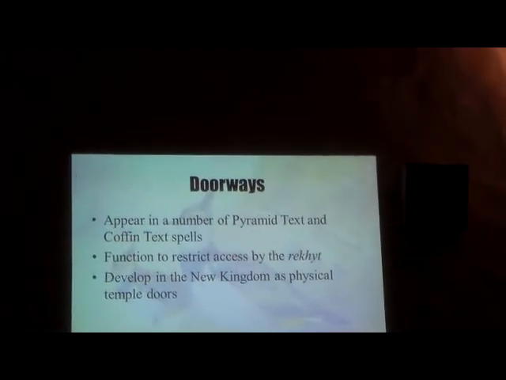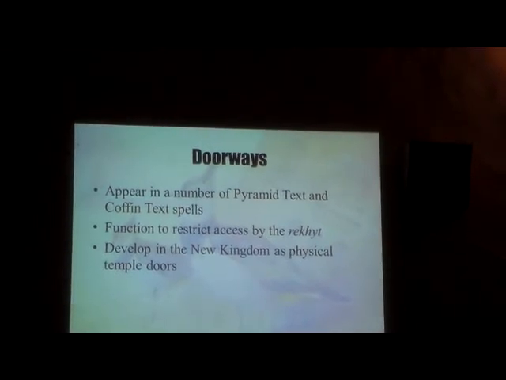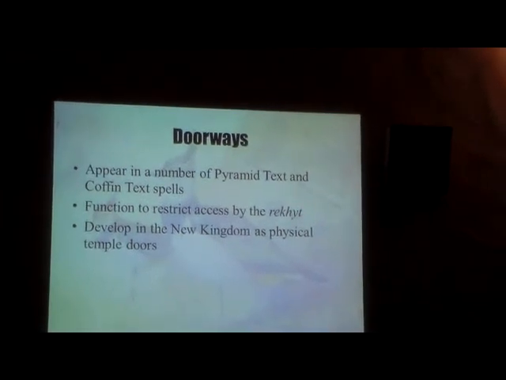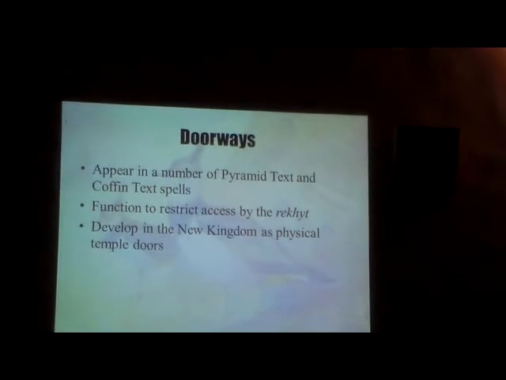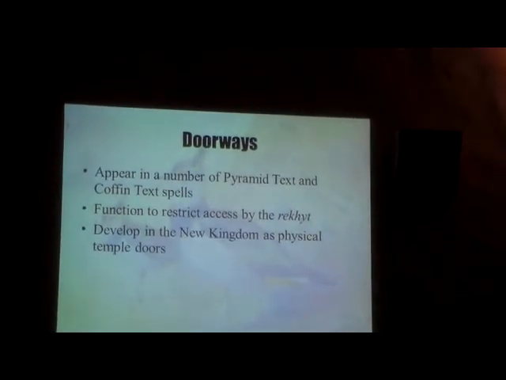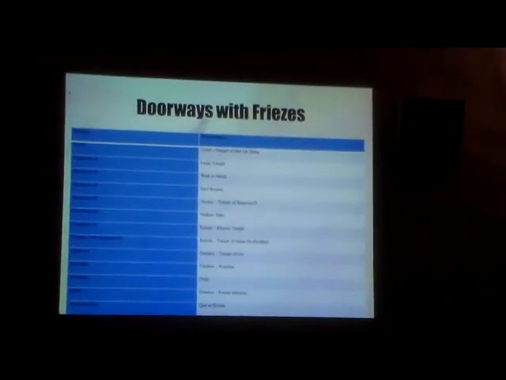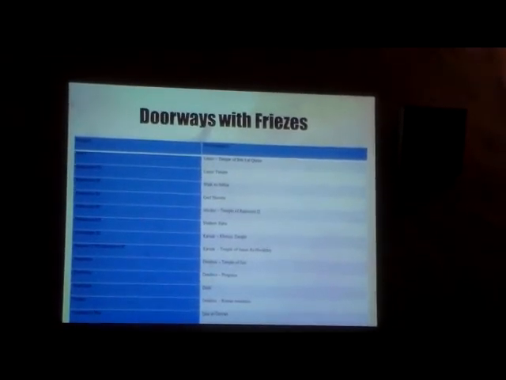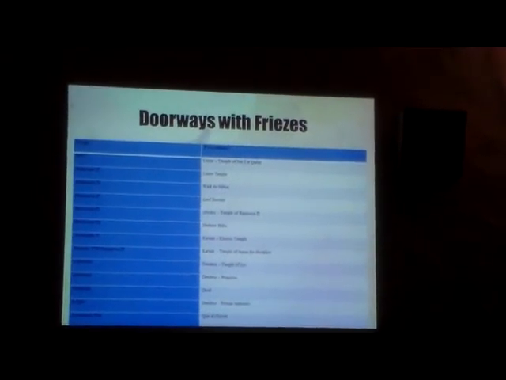And doorways are similar. Doorways mentioning the rekhyt people first appear in the Coffin Texts as well as the Pyramid Texts. But they're usually there to restrict access, to restrict the rekhyt people from getting access to the afterlife. But in the New Kingdom, or at least from the New Kingdom onwards, they exist as physical doorways. Doorways through which people can pass. And again, this is just the doorways with friezes, not the named doorways. So you can see them dating from the 19th Dynasty right through to the Roman period.